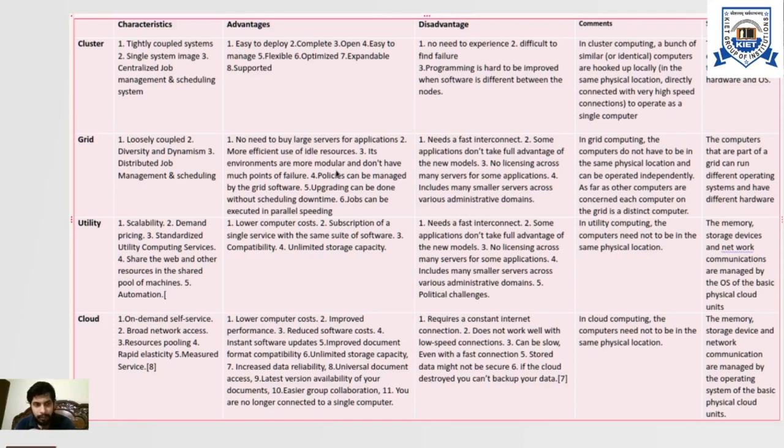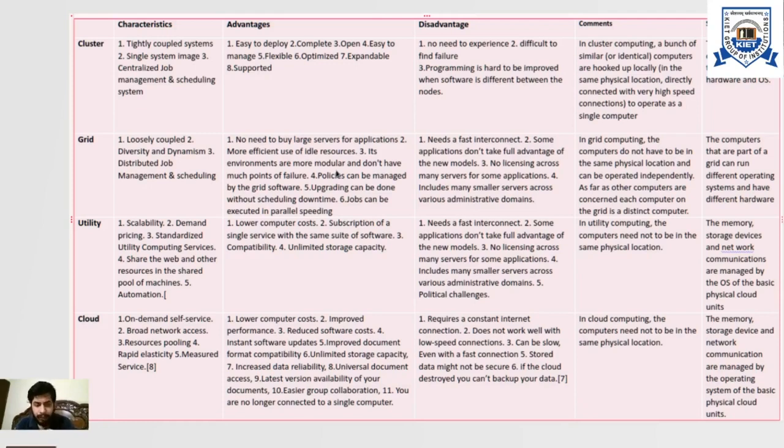In utility computing, scalability, demand, and pricing features are similar to cloud computing, so you don't need to cram all these things. Just remember that in utility computing, you would be working on metered, measured, pay-per-computation services. The more you compute, the more computing resources you use, the more you pay. The less you use, the less you pay.